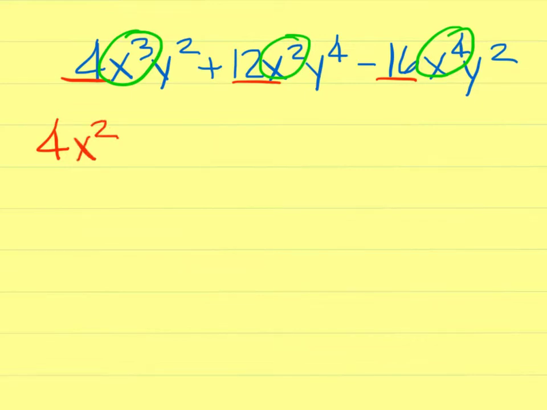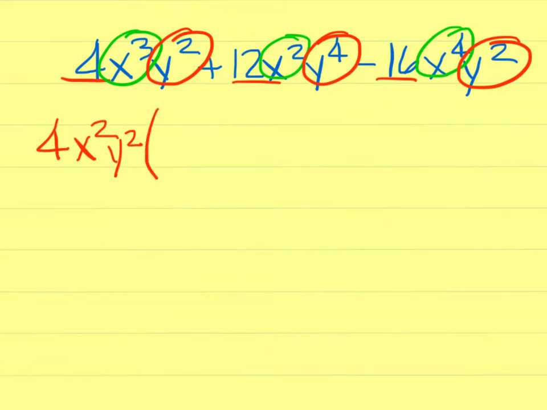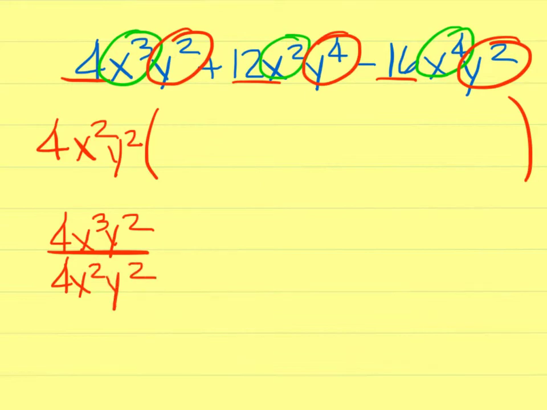And then for the y's, you have y to the second, y to the fourth, y to the second. What's the lowest? So y to the second is what you're taking out. So now go backwards and divide everything by what you have here. So it's going to be 4x to the third, y to the second, divided by 4x to the second, y to the second. You're dividing by what you factored out. And in that case, the 4's cancel out, and you have x to the third over x to the second, which is just x, and then the y to the seconds cancel out. So you're just left with an x there.